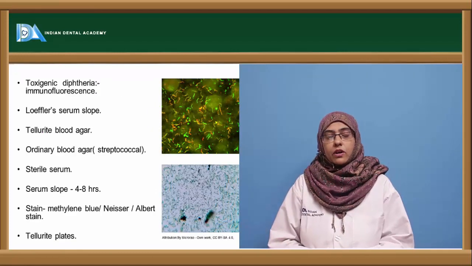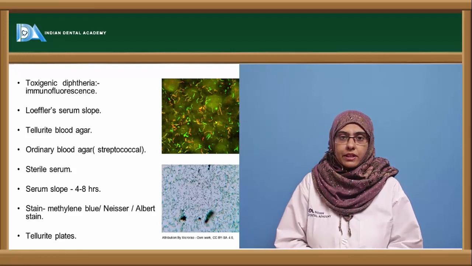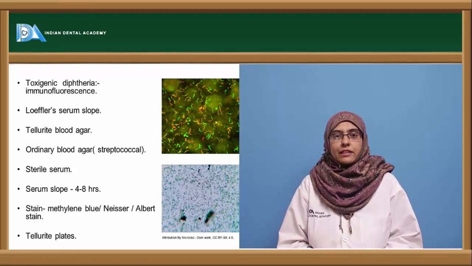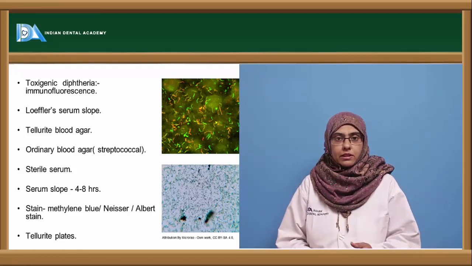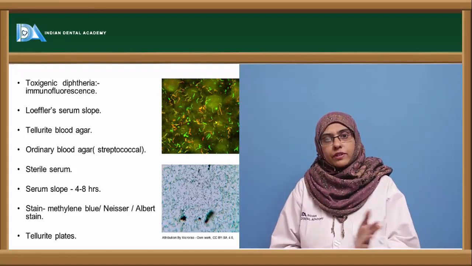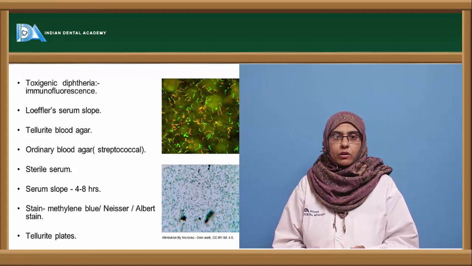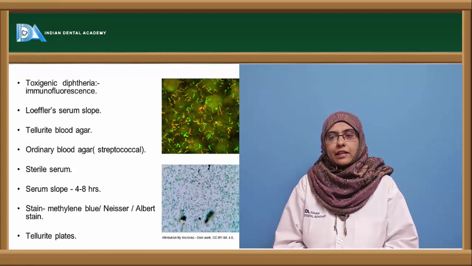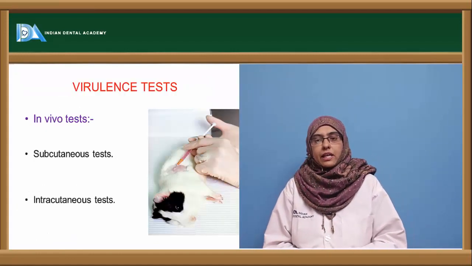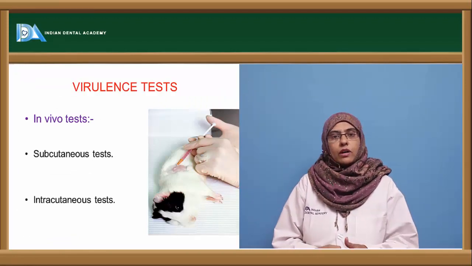Next, once the organism has been identified in the laboratory on a culture media or a selective media, the test cannot be stopped there. You have to go further to know whether the organism is toxinogenic or not. So the further test that is carried out is called the virulence test, which can be carried out either as an in vitro or in vivo test.